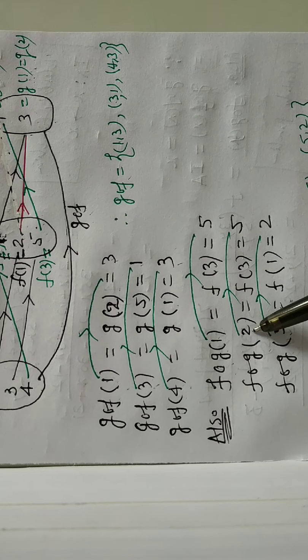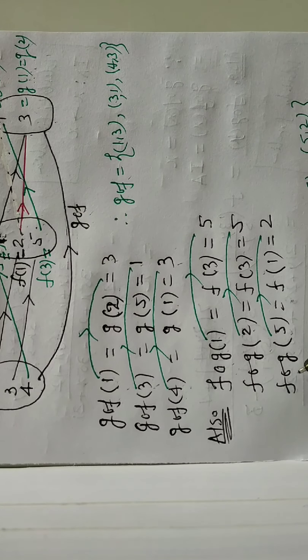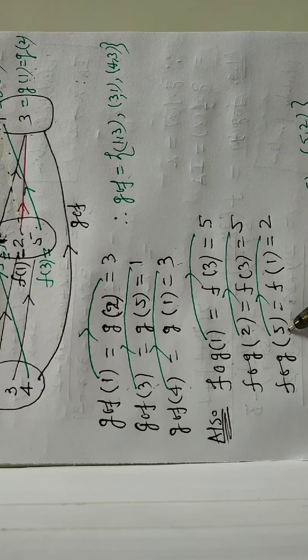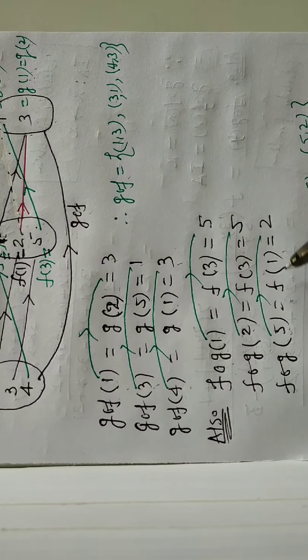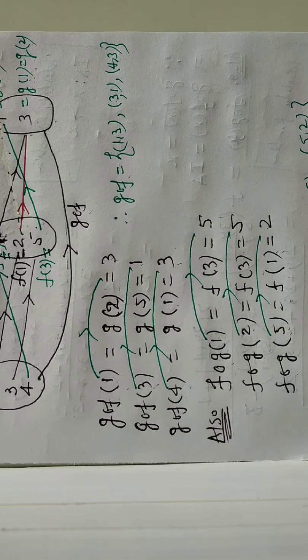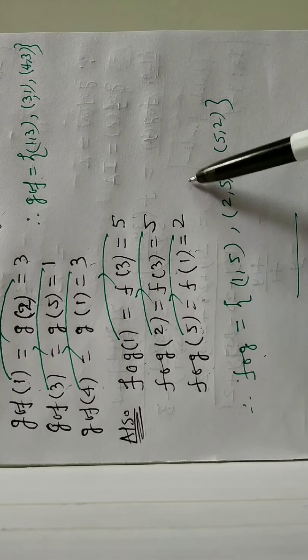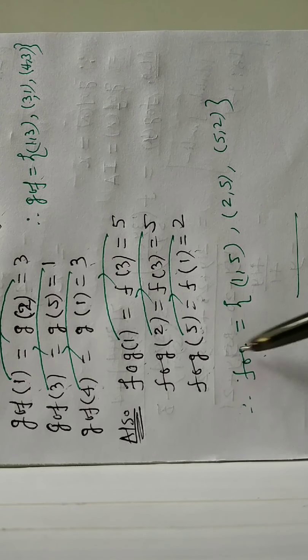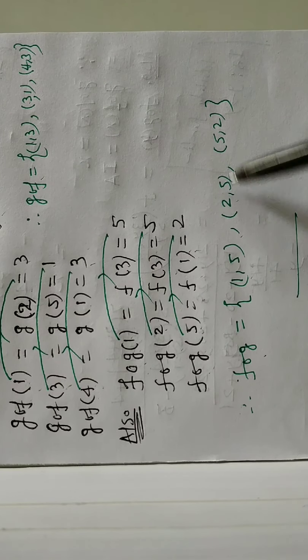G2, put the value of G2. G2 is 3, F3, but F3 is 5. F of G5, put the value of G5, which is 1. Now F1 is 2 here. So FOG: 1 goes to 5, 2 goes to 5, 5 goes to 2. Over.